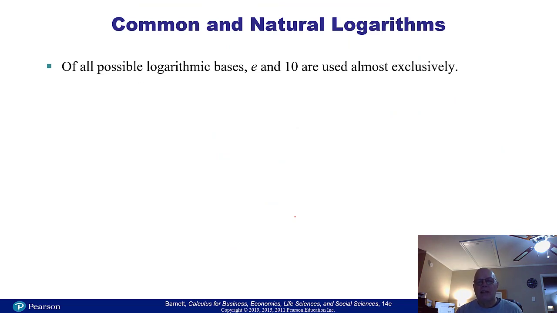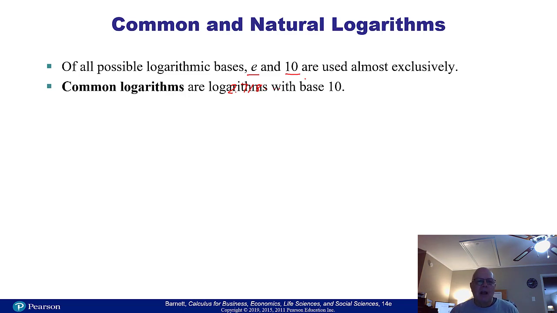Two real simple things to remember. We can use any positive base except for 1, because 1 wouldn't make any sense. But there are two that are used very, very often. E, Euler's number, and 10, because that's the base that we use almost every day. Remember, E is 2.718, etc. It's a transcendental number. I mentioned that last time. And of course, you know 10.